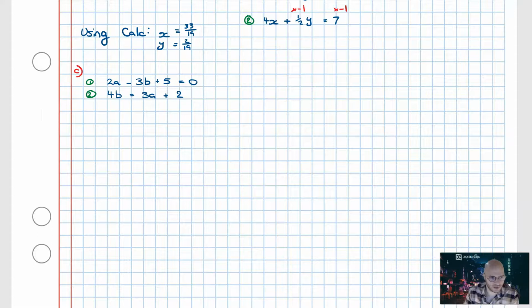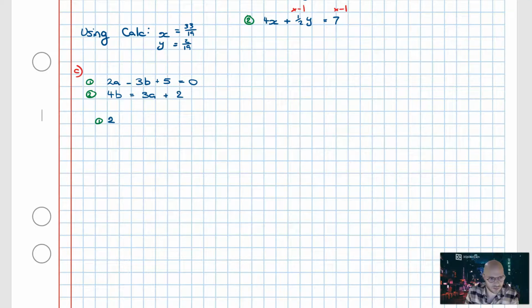Alright, question C. What you're first going to notice is that we're no longer dealing with x and y, but rather we've got a and b. What we're going to do to use this in our calculators is we're simply going to pretend that a is y and b is x. So doing that, we're going to rearrange and get ready to put it in the form to solve it graphically.